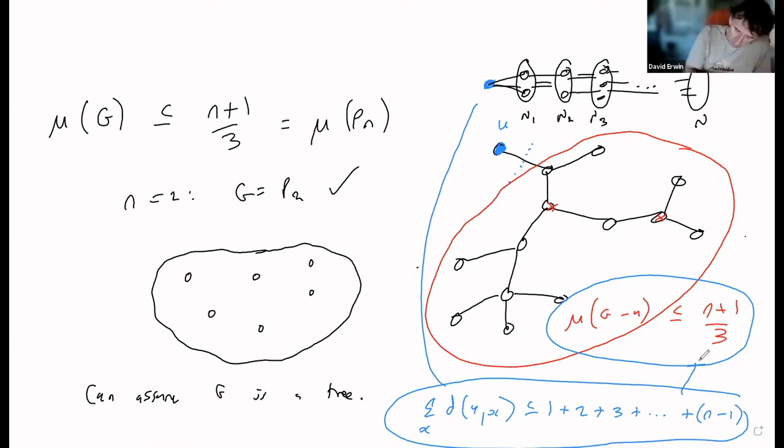Sorry, I see the message in the chat. So absolutely, my apologies. Yes, because G minus u has n-1 vertices. So yes, you're absolutely right. Let me just fix that. There we go. Okay, thank you for the correction. Yeah, that's right. Okay, great.